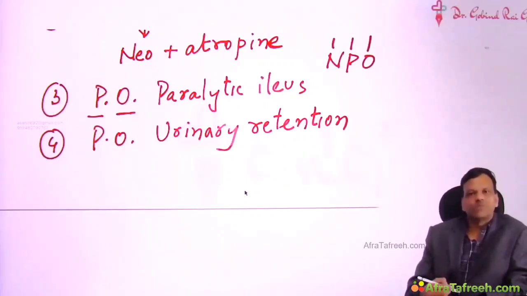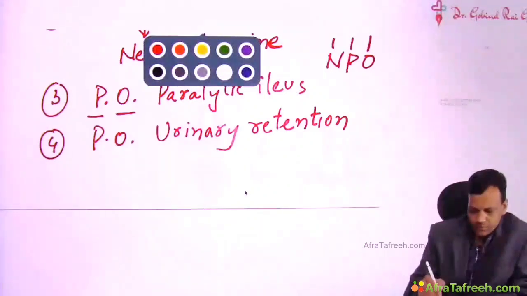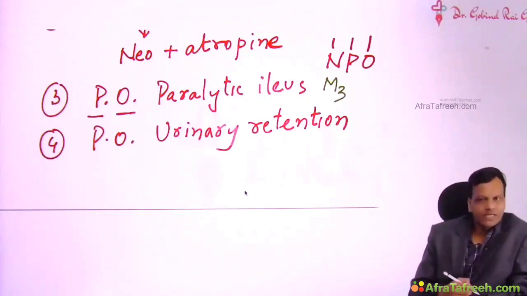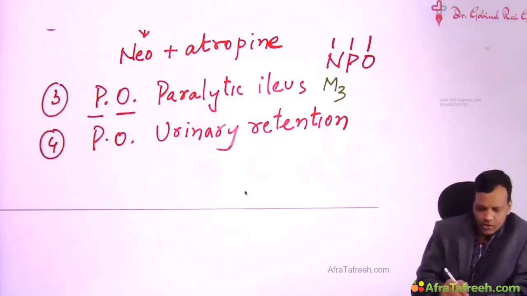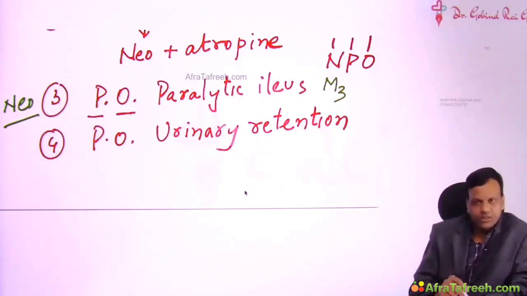So then we have to stimulate the ileum. And ileum contains which receptors? Yes, ileum contains M3 receptors. And for stimulating M3 receptors, we require acetylcholine. And for increasing acetylcholine, we can give neostigmine. So we can give neostigmine for post-operative paralytic ileus. It will increase acetylcholine, that will stimulate M3 receptors, and that will treat paralytic ileus.